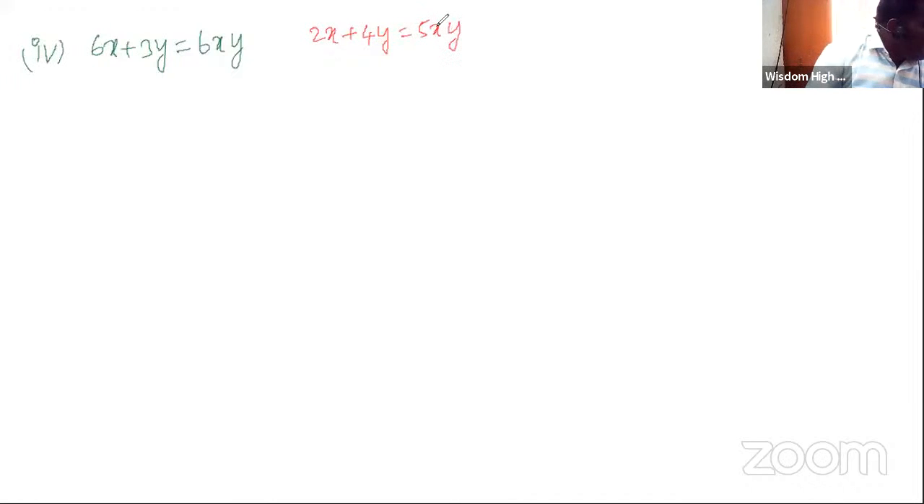Problem is the fourth problem. 6x plus 3y is equal to 6xy and 2x plus 4y is equal to 5xy. Okay, this problem we have to see.